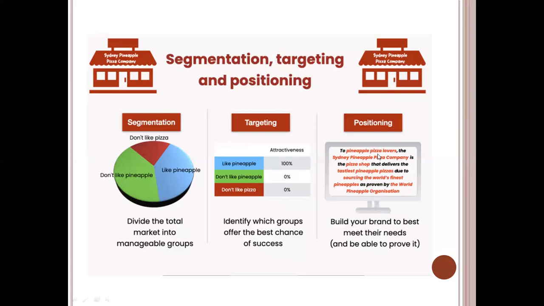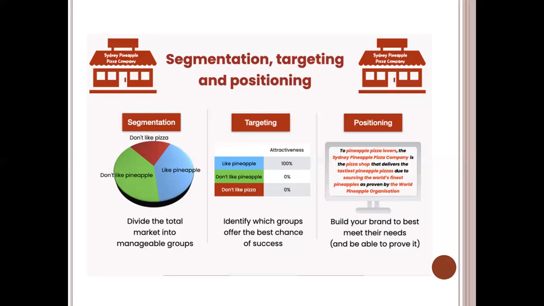And then later we will discuss positioning. But for segmentation, targeting, and positioning, if you're going to position your product, you're going to build your brand to best meet their needs and be able to prove it. So to pineapple pizza lovers, the Sydney Pineapple Pizza Company is the pizza shop that delivers the tastiest pineapple pizza due to sourcing the world's finest pineapples, as proven by the World Pineapple Organization.